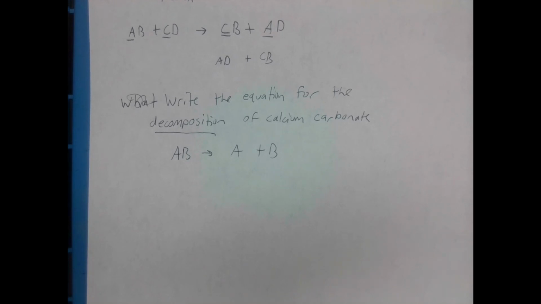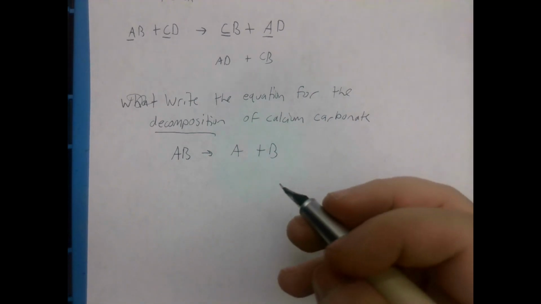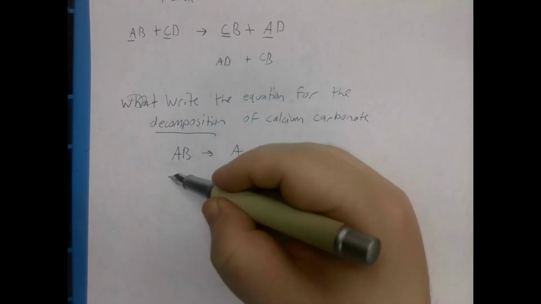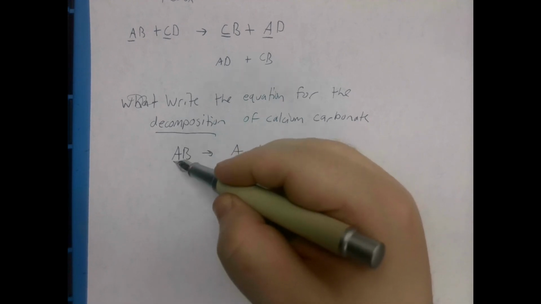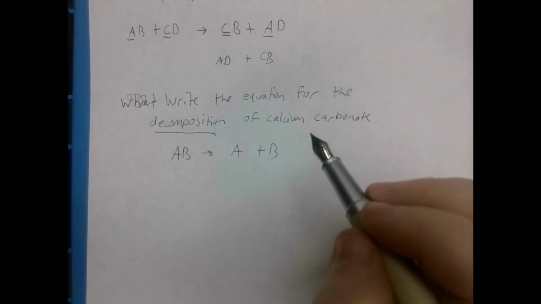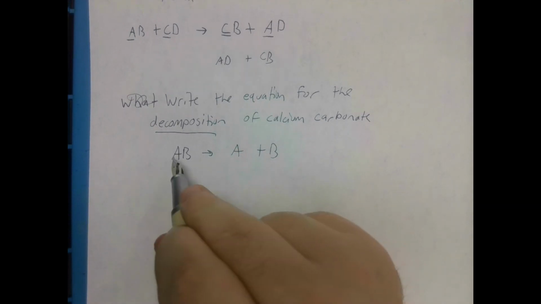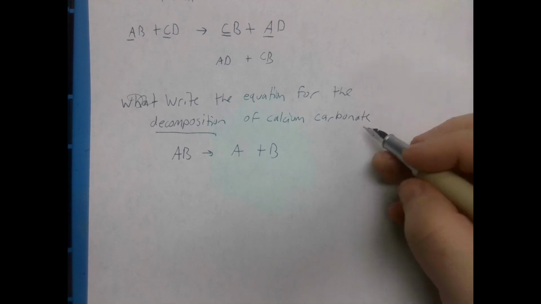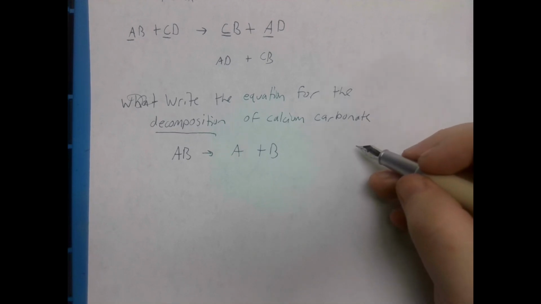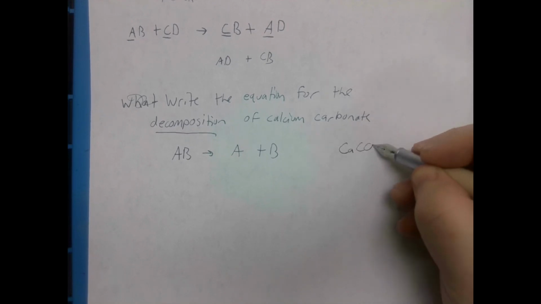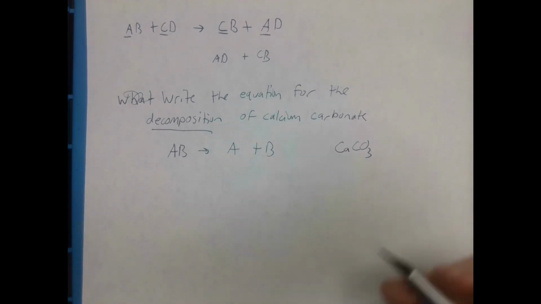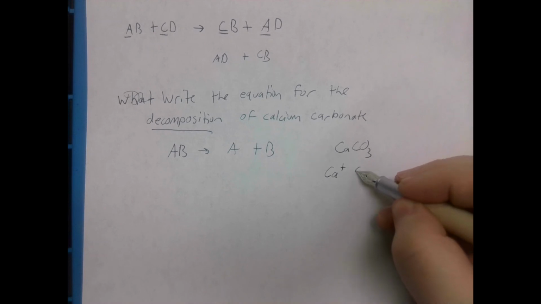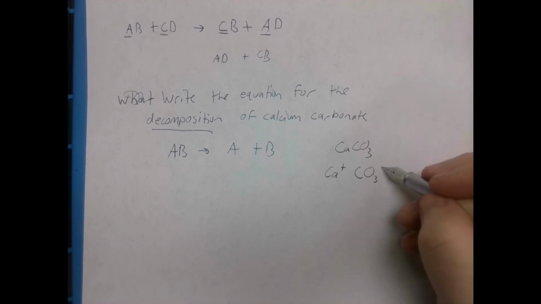So I will give you another hint on this. I'm choosing this problem as an example of this can be more complicated than just AB goes to A plus B. So what is the formula for calcium carbonate? So we have a Ca plus and we have a CO3 negative.